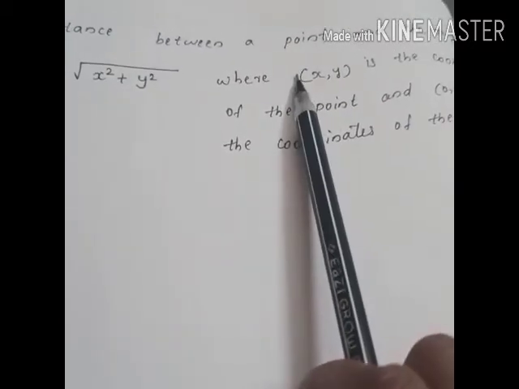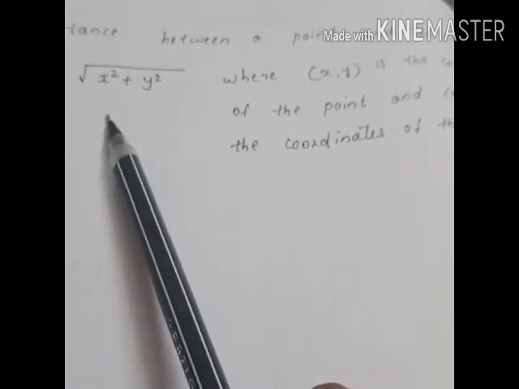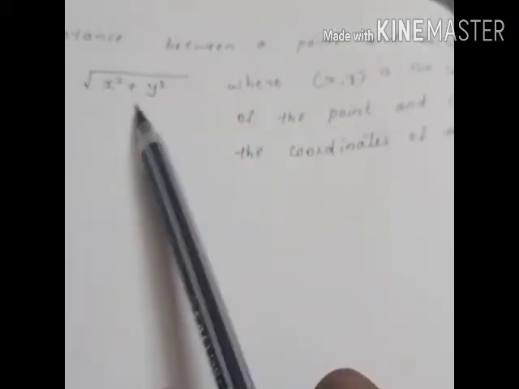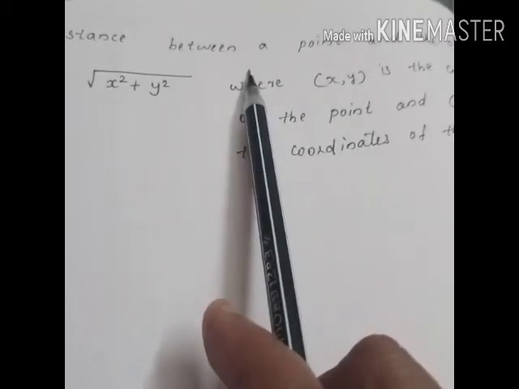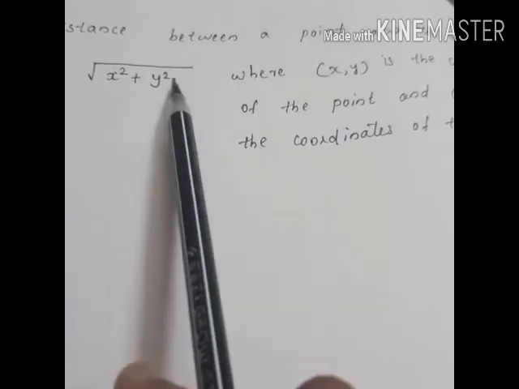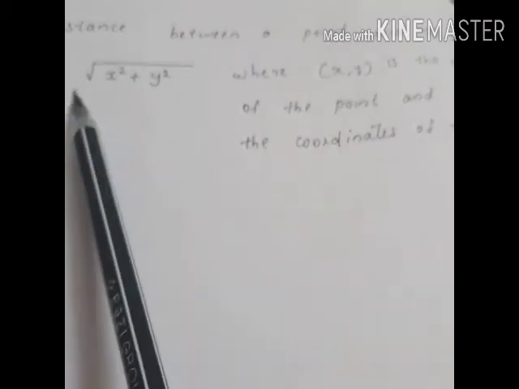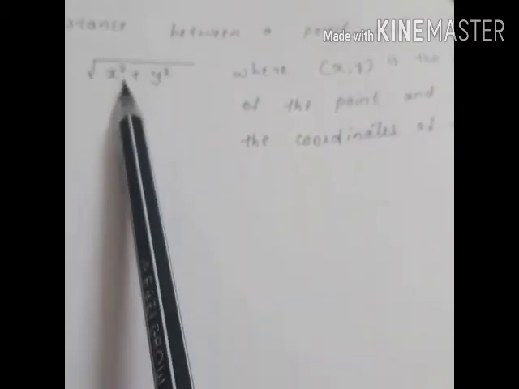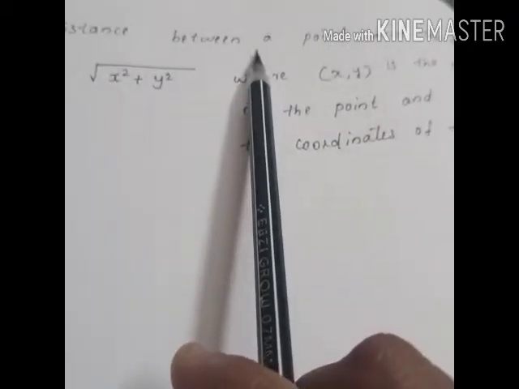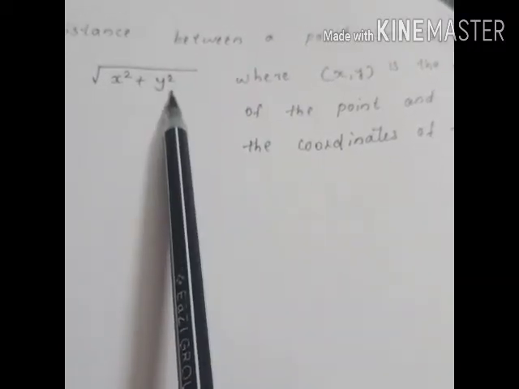Clear? So exercise 7.1 question 2 we can do by this method also. Directly substitute the values of the coordinates of the point and get the answer. So the distance between a point and the origin is equal to the square root of the sum of the squares of the coordinates of the point.